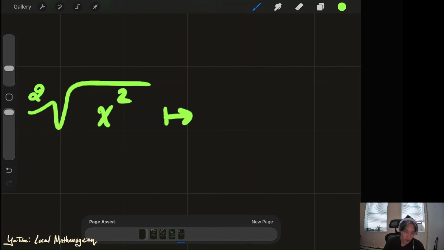So you want your final answer to be, well, what squared gives you x squared? Positive or negative x, technically. So what you're going to want is the absolute value of x. You want the positive, okay?